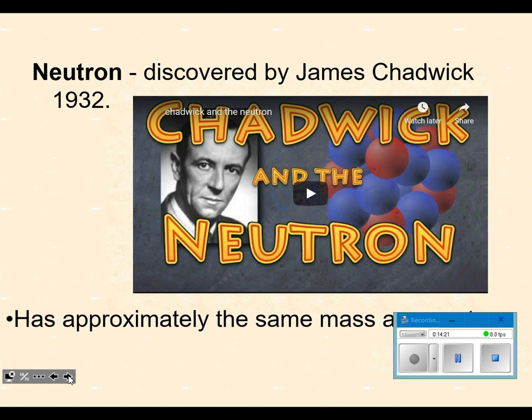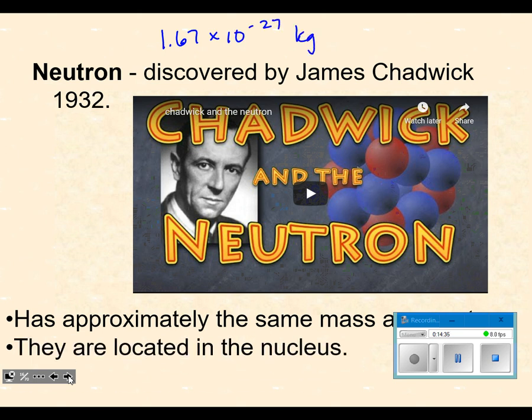Okay, he discovered that they have about the same mass as a proton. So that would mean that their mass was 1.67 times 10 to the negative 27th kilograms, roughly. Okay. He also did realize that they were located in the nucleus along with the protons. Okay. And then he also realized they didn't have any charge.